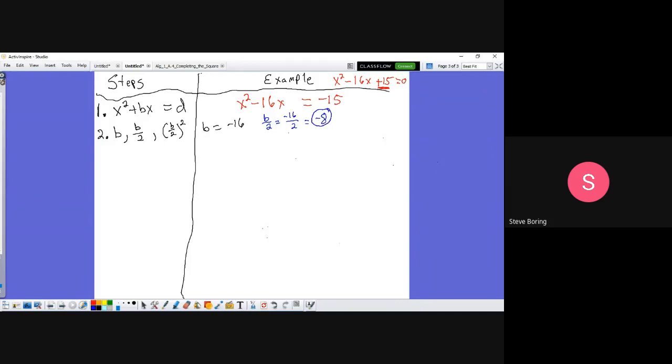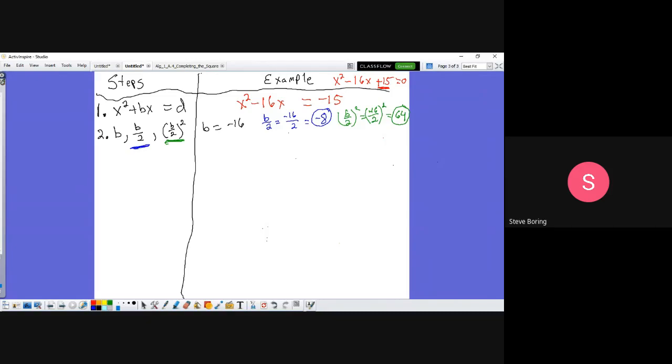That's going to be important later, so I'm going to circle it. And then b over 2 squared would be that negative 8 squared. So b over 2 squared would be negative 16 over 2 squared, which is negative 8 squared, which is just positive 64. That's important, so I'm going to circle that. So b over 2 squared is in green, and b over 2 is in blue.